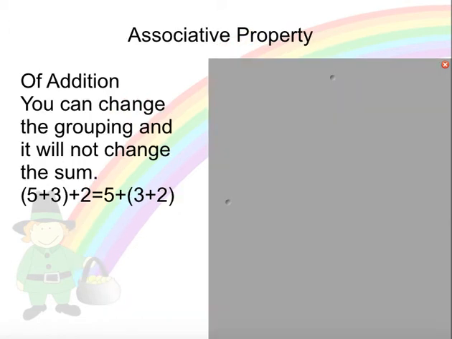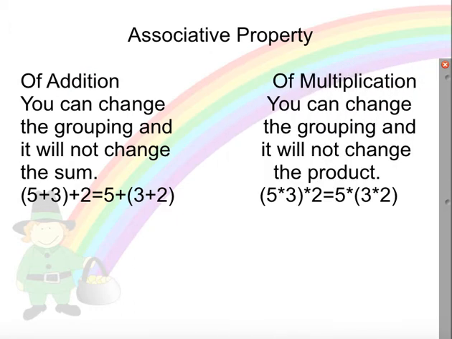Other properties that we have: the associative property. This is where we can change the grouping of addition and change the grouping of multiplication, and we won't change anything. So regardless if we group 5 and 3 and then add 2, or we group 3 and 2 and add 5, it won't change the sum. Similarly, with our associative property with multiplication, we can multiply 5 and 3 first or 3 and 2 first. It won't change the product. It makes our lives a whole lot easier, just like those other examples that I just showed.